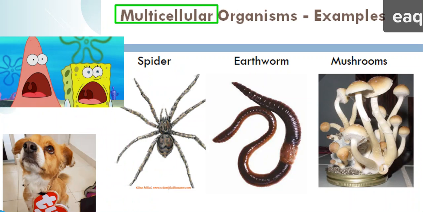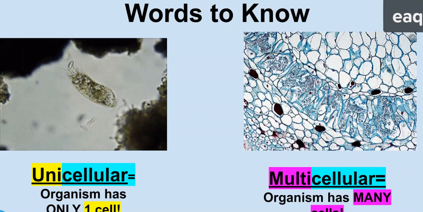Multicellular organisms are all other life on Earth. So those are things like animals, plants, dogs, spiders, earthworms, and even mushrooms are all multicellular, meaning their bodies are composed of more than one cell that have stacked and built to this organism. So let's review. Unicellular organisms, their bodies are made of one cell. Multicellular organisms, their bodies are made of many cells.